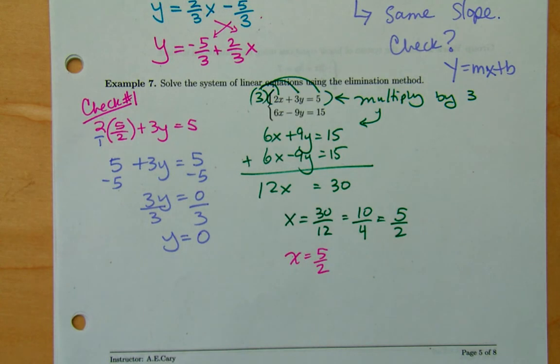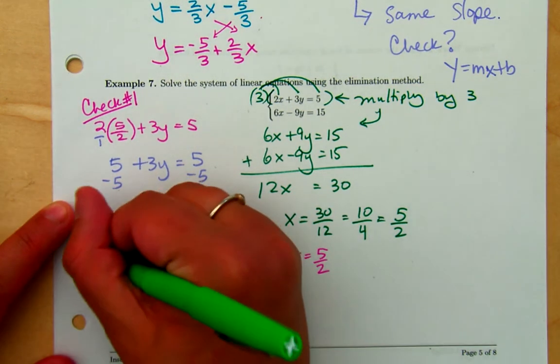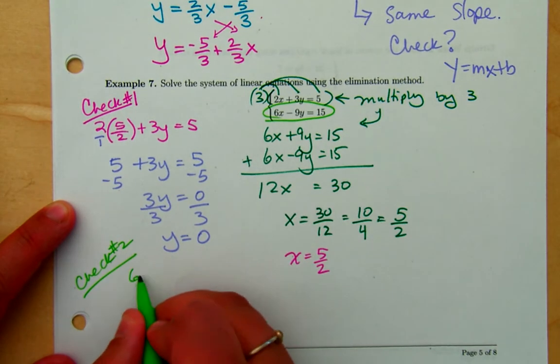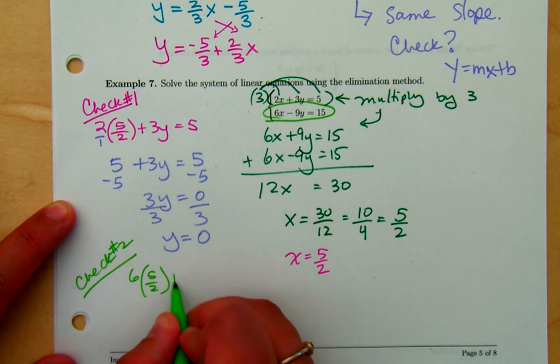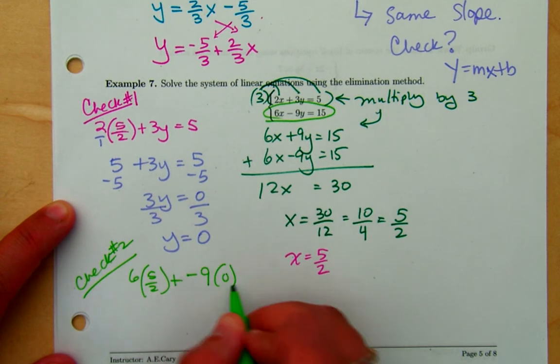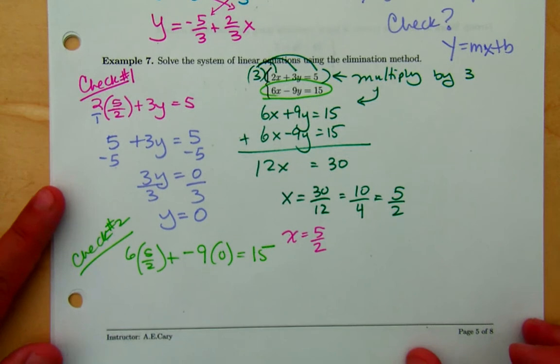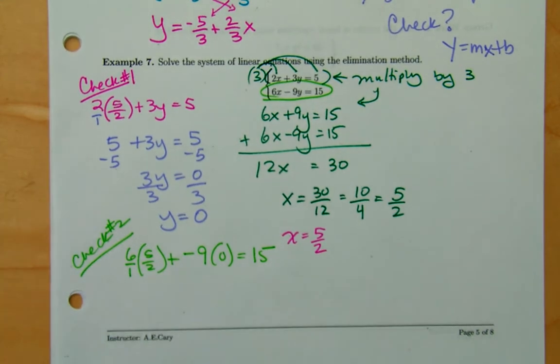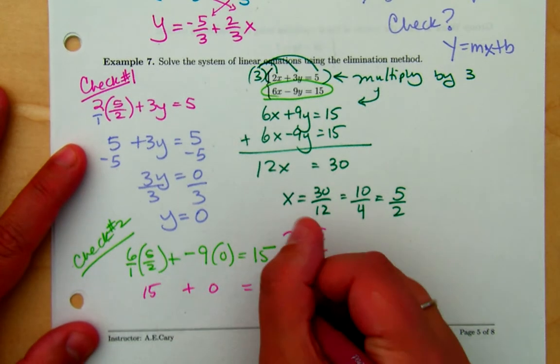Now for check number 2, as long as you make sure you use the second equation, you can plug them both in, or you could do what I did and just plug in x and solve for y. Either one. So maybe let's try check 2 like some of you were doing. Take the second equation, 6 times 5 halves plus -9 times 0 equals 15. And let's see if that works. So this is 0, right? What would that be? 6 times 5 halves, 15. So here we get 15 plus 0 equals 15.